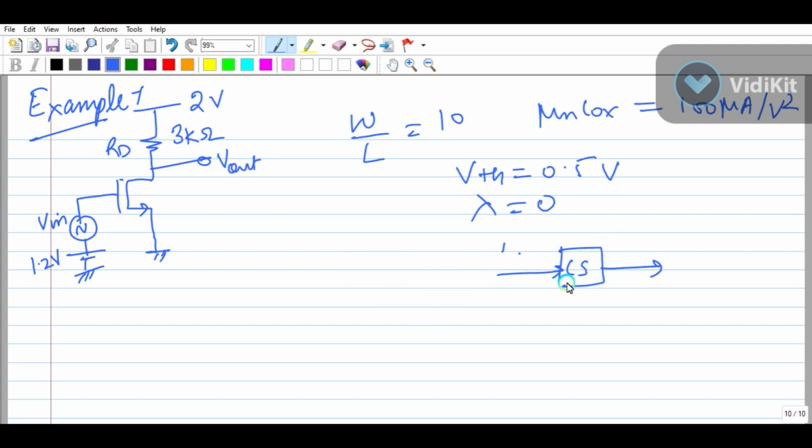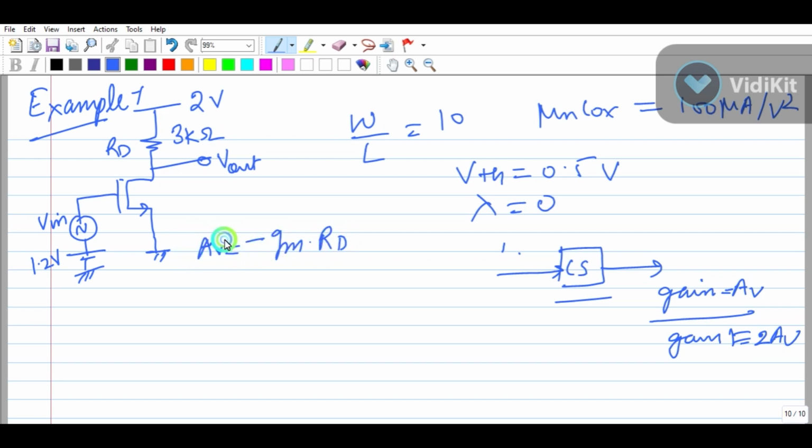So the gain of this common source amplifier is AV. Okay. Now I want gain equal to 2 times of AV. Okay. What can we do, that we will see. So first of all, let's calculate gain of this example. To calculate the gain, what you need: minus GM RD is the gain. Okay. This is the gain.